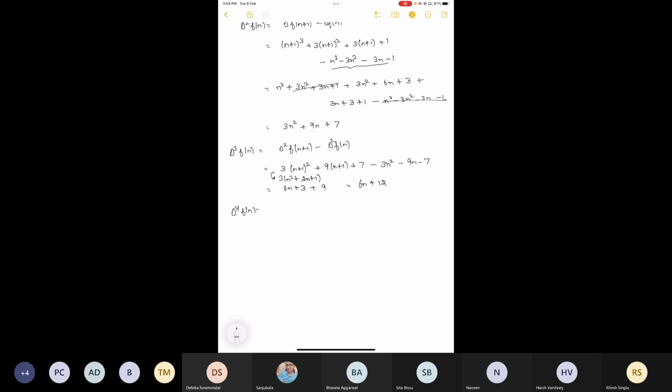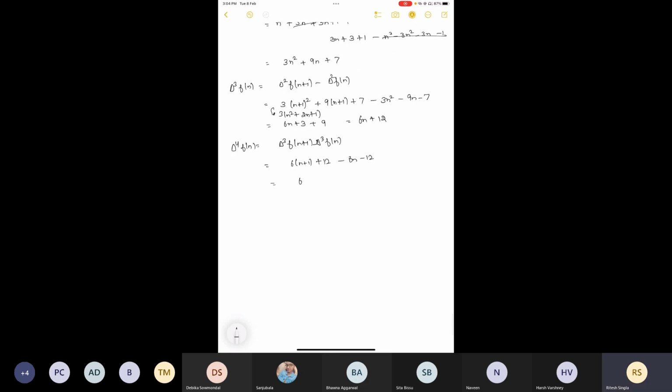Now f of n plus 1 minus f of n is 6 times (n plus 1) plus 12 minus 6n minus 12, which is nothing but 6 for all n. See, we have not substituted any value of n till now. So f of n plus 1 minus f of n is 6, and the next difference is 6 minus 6, which is 0.